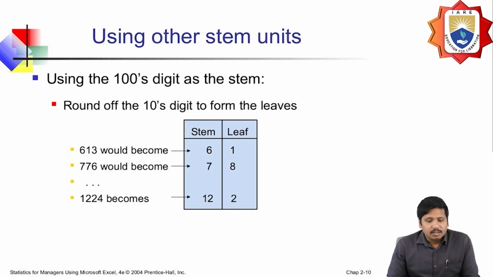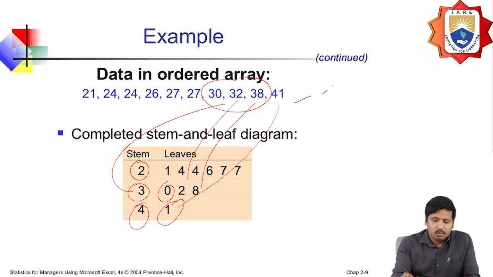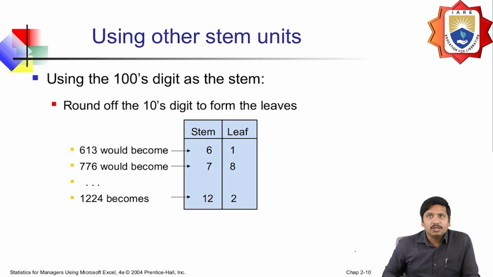What about the stem and units for a 100-digit number? How are we going to construct it? What I considered previously was 2-digit data. Now we are going to see how to construct a 3-digit stem and leaf display.